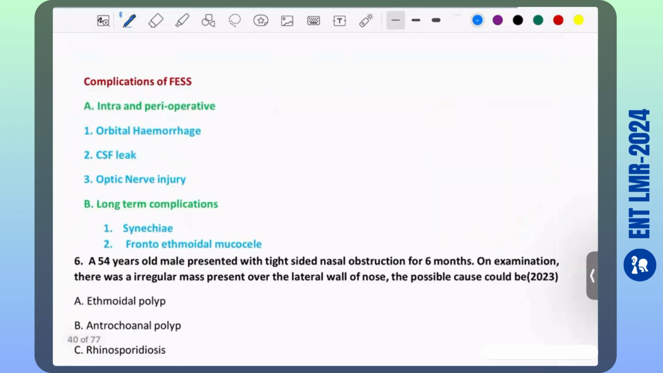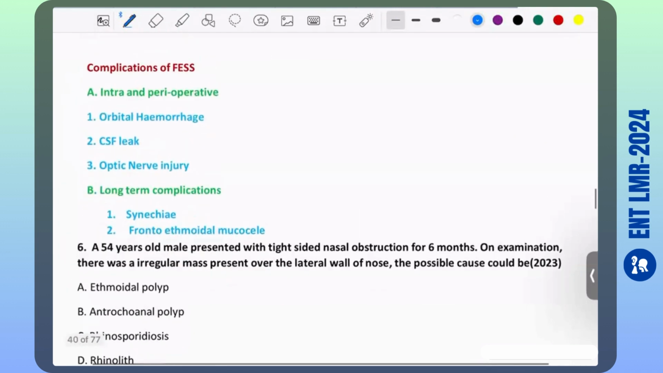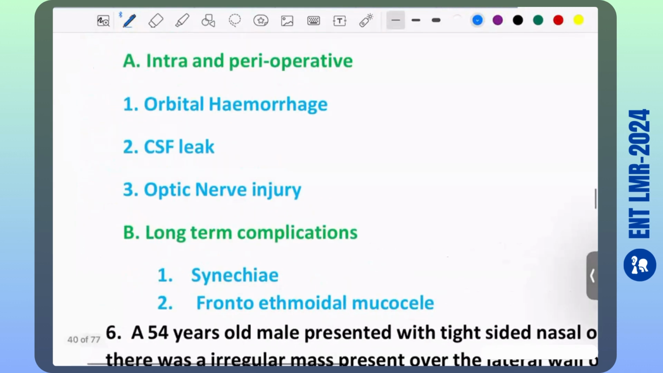So we have seen about complications of sinusitis. There are a few complications of FESS also that could happen. So complications of the FESS. Intraoperative and perioperative, the patient can have orbital hemorrhage, CSF leak, and then optic nerve injury. These are the vital structures that surround the nasal cavity. So the optic nerve comes from the optic canal and reaches the posterior wall of the ethmoid sinus and enters into the orbit. So the optic nerve can be injured. The roof has the cribriform plate of ethmoid, which is a very tiny bone. That bone can get injured, cause CSF leak, or there may be an orbital hemorrhage happening in the patient. Okay, these are the intra and perioperative complications.